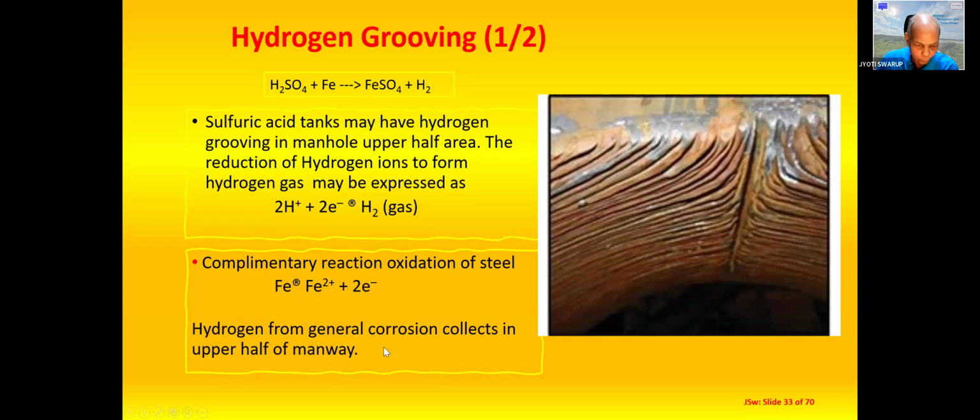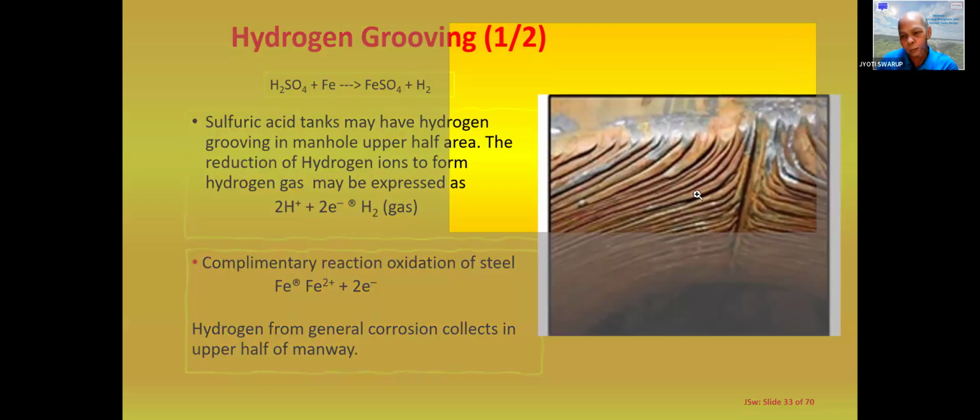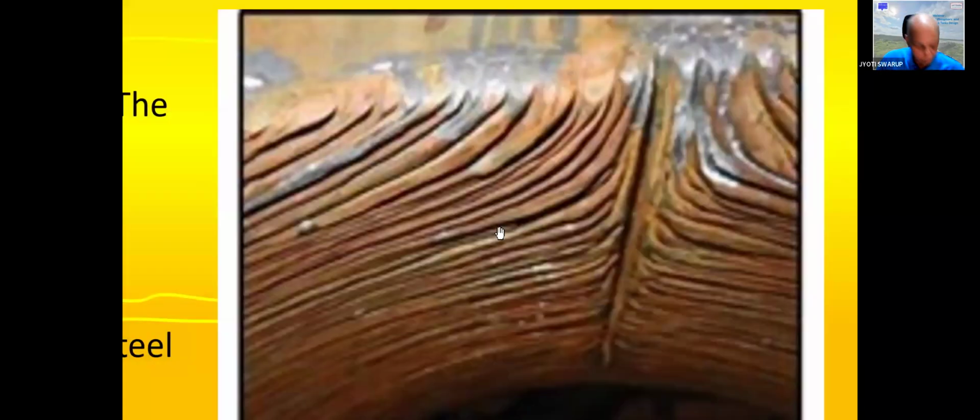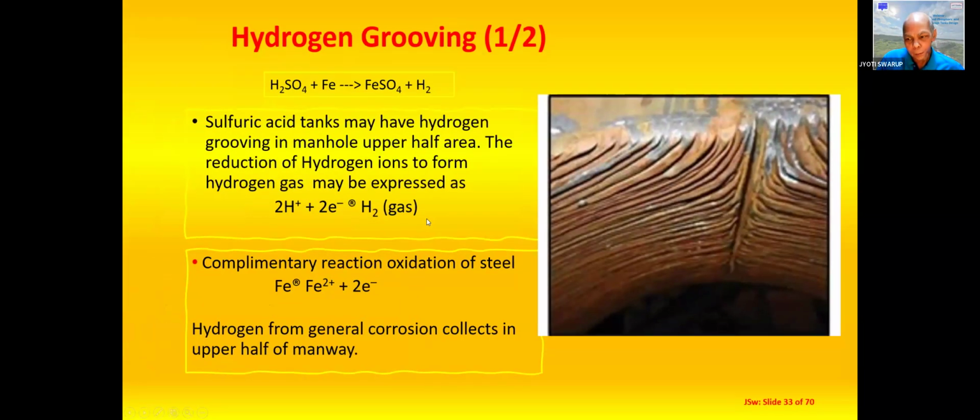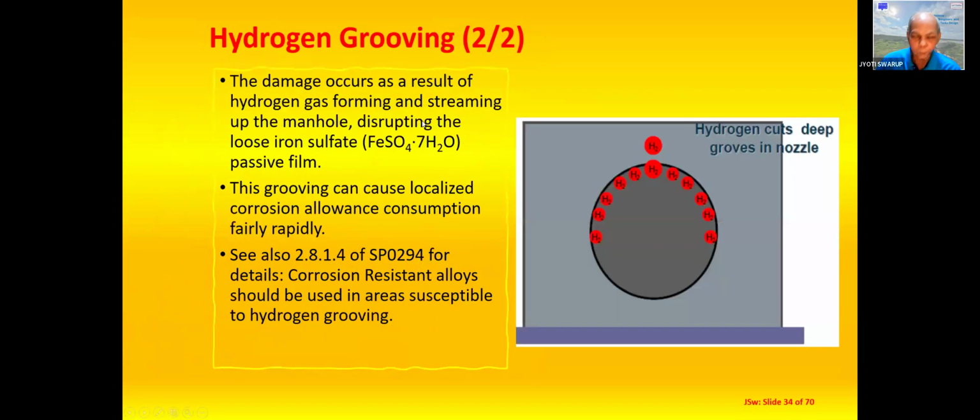And that hydrogen from general corrosion collects in the upper half of the manhole, and that starts producing blooming like this on the top of the manhole, and this needs to be avoided. The damage occurs as a result of hydrogen gas forming and disrupting the loose iron sulfate passive film. The blooming can cause localized corrosion allowance consumption fairly rapidly. See also 2814 of this code for details.